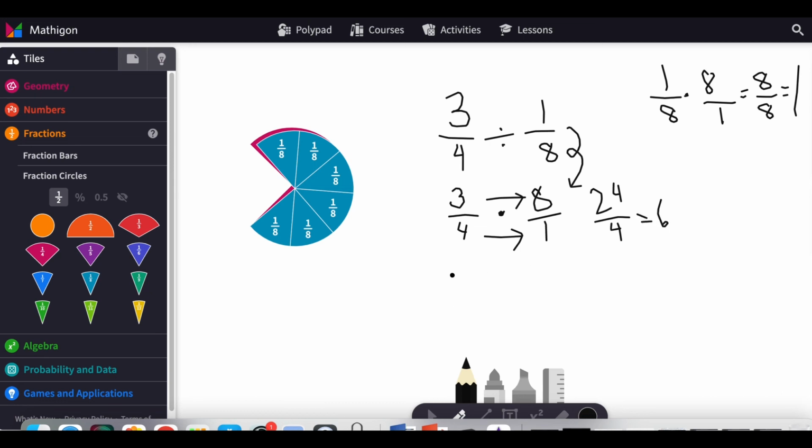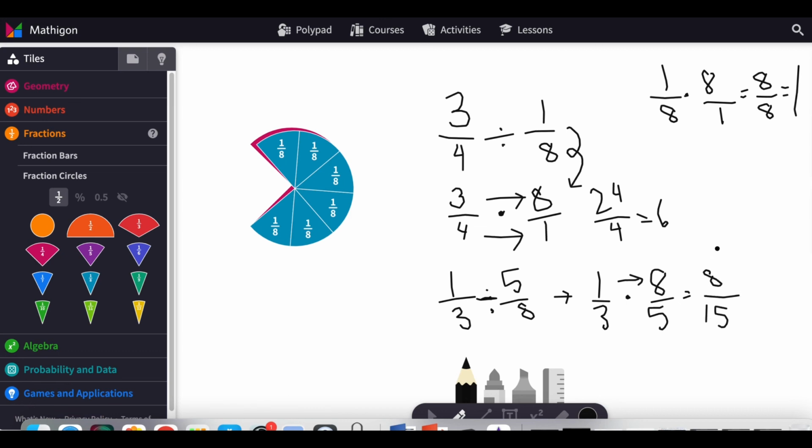Let's try another. Let's say we have 1/3 divided by 5/8. Oops, I said times earlier, but that should have said divided by. We could then change that to 1/3 times 8/5. If we multiply straight across, we would get 8/15. And that one we can't simplify.